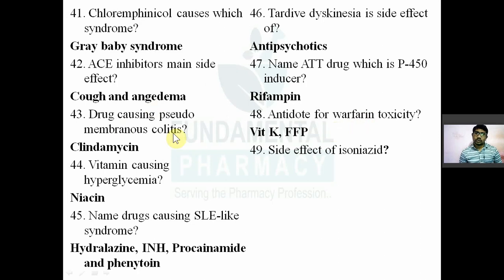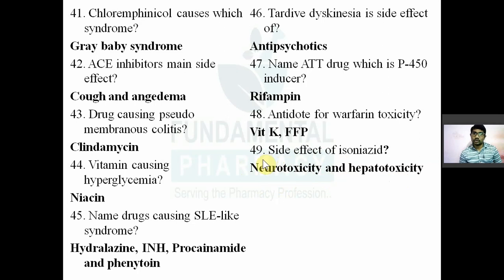क्वेश्चन नंबर 49, साइड इफेक्ट ऑफ आइसोनियाजाइड. ये सिंपल क्वेश्चन है, बहुत बार पूछा गया है. सो आइसोनियाजाइड इज अगेन अ फर्स्ट लाइन एजेंट यूज्ड इन द ट्यूबरकुलोसिस. आइसोनिकोटिनिक एसिड हाइड्राजाइड, दैट इज आइसोनियाजाइड. So the adverse effect of this drug is neuropathy. It causes peripheral neuropathy. So adverse effect क्या होगा इसका? Neurotoxicity and hepatotoxicity. So most commonly it causes peripheral neuropathy because of the isoniazid.